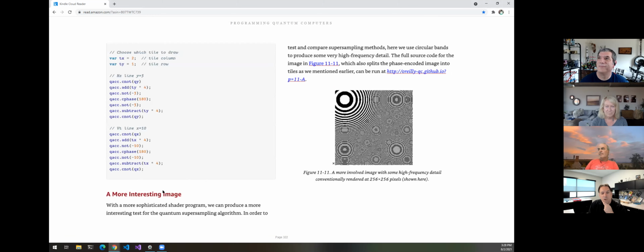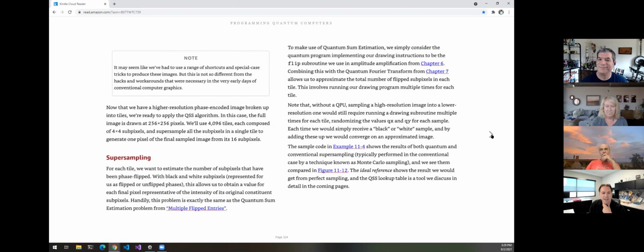So now we have a more interesting image, and this is the one we'll actually be working with to super sample. I didn't look to see, but I think this is the one where he alluded to them actually doing overruns on his buffer or something to create some of these circles. But I haven't gone into the code, it is quite lengthy, and I have not gone through it line by line. It looks kind of interesting. But basically, yeah, we've got a higher res. Oh, I like how he says, we've got to use a range of shortcuts and special case tricks to produce these images. Not very different from the hacks and workarounds that were necessary in the early days. That's true. Yeah, again, lots of hacks and stuff that we used to use way back when.